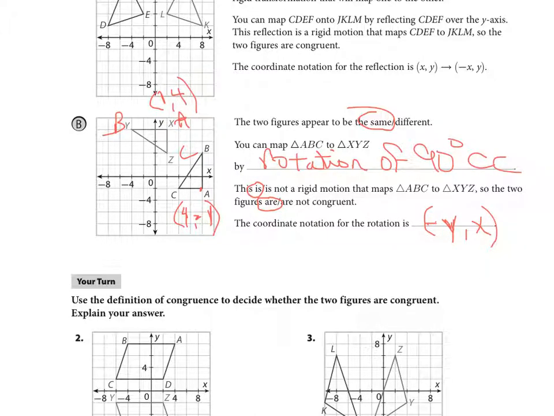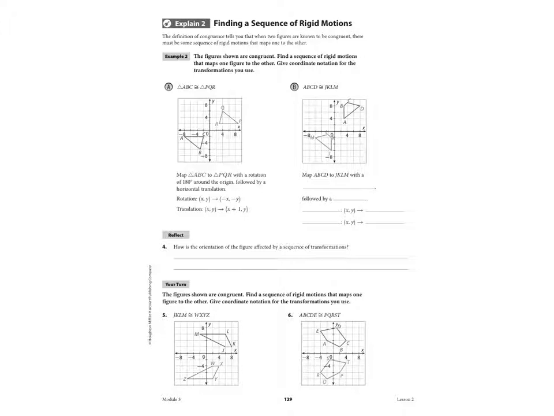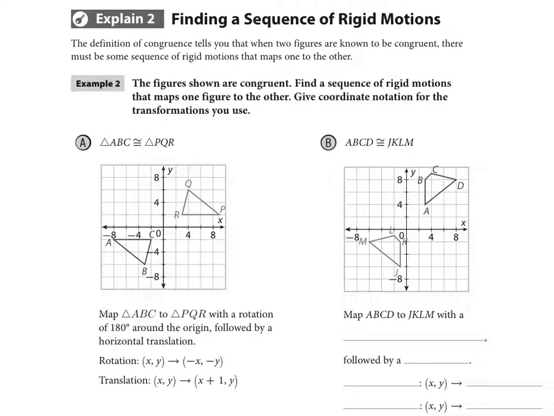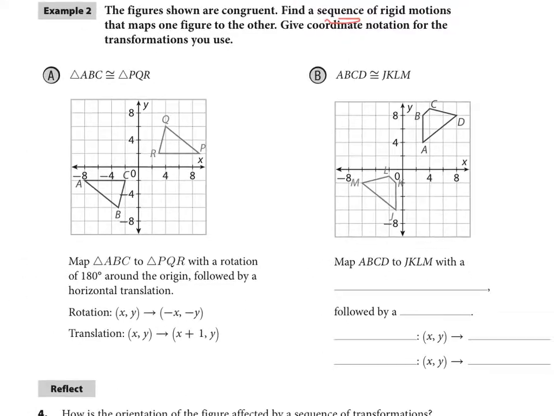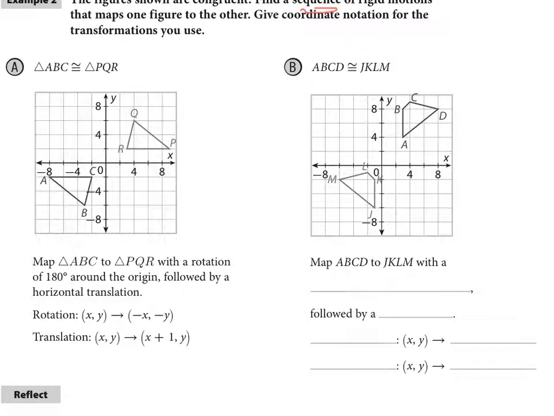Okay, so let's flip the page. On page 129, we're going to look here at the top, and it says that the definition of congruence tells you that when two figures are known to be congruent, there must be some kind of sequence of rigid motions that maps one to the other. So it's telling us that the two figures are congruent and wants us to find a sequence of rigid motions that maps one to the other. And then to give coordinate notation for the transformations we use.